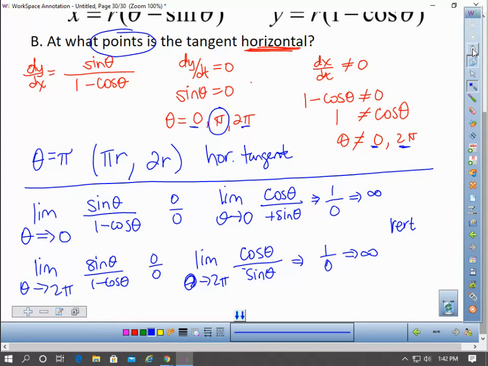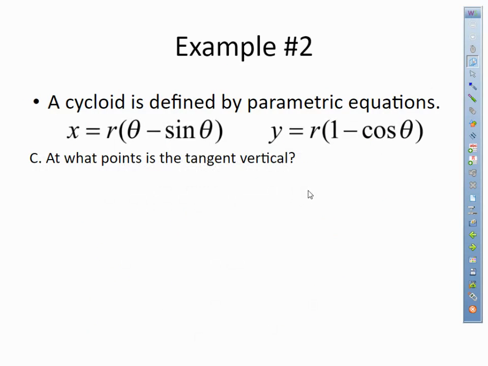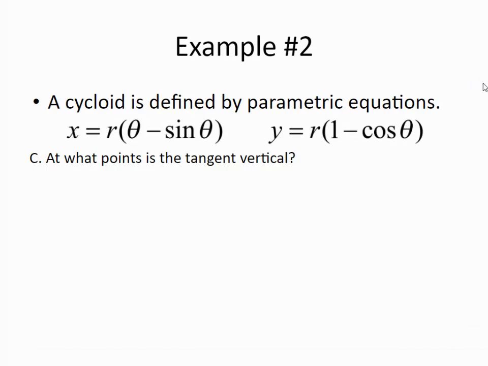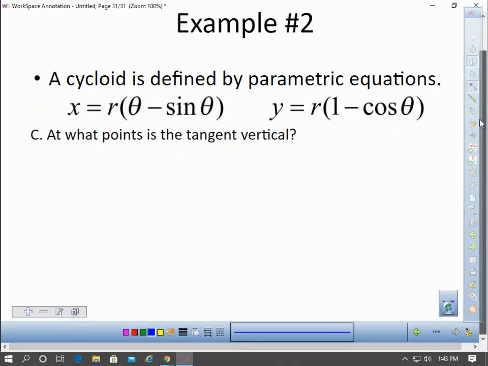All right, so now let's do the very last question, which is find where there are vertical tangent lines. Well, I think we've already got what our answers are here. Okay, so our derivative, dy dx, remember, was sine over 1 minus cosine.